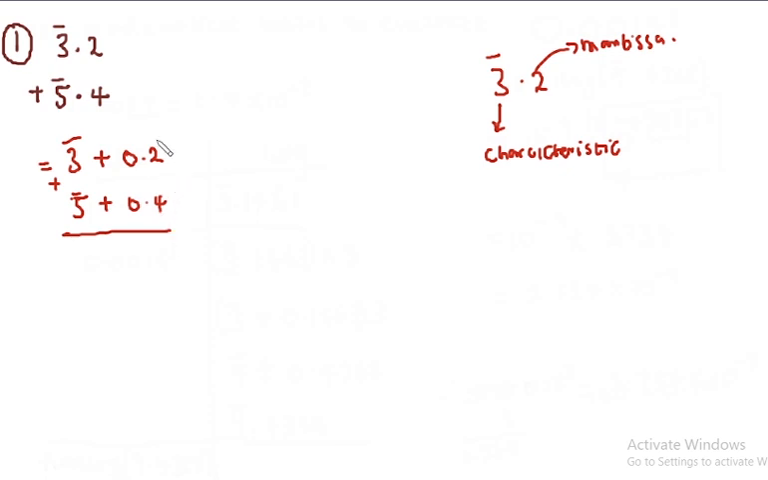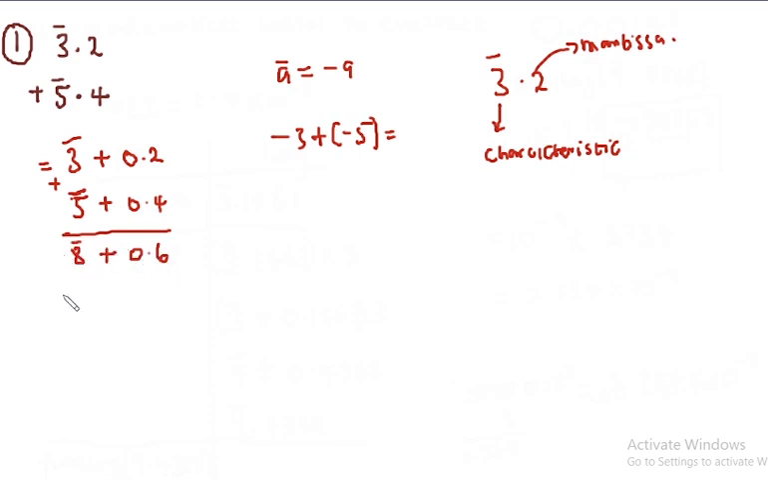So I'll be dealing with the mantissa separately and the characteristic separately. 2 plus 4 here is 6, so I have 0.6. Anytime you see something like a bar, it simply means minus. So bar 3 simply means minus 3. Bar 3 here plus bar 5 means minus 3 plus open brackets minus 5. So this is minus 3 minus 5, which is minus 8. We're going to write it as bar 8 plus 0.6.